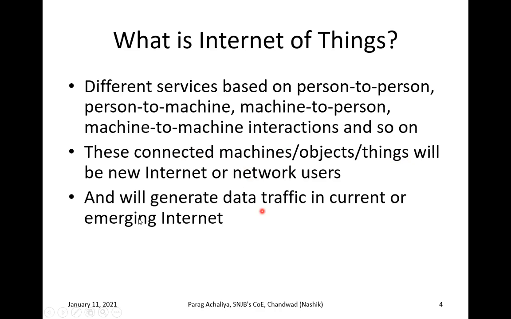And it is going to generate data traffic in the current or emerging internet. So when you consider all devices will connect with the internet or the network, what will happen? There will be a huge traffic of data. The data is going to be sent from one device to another. Just consider the example of WhatsApp.